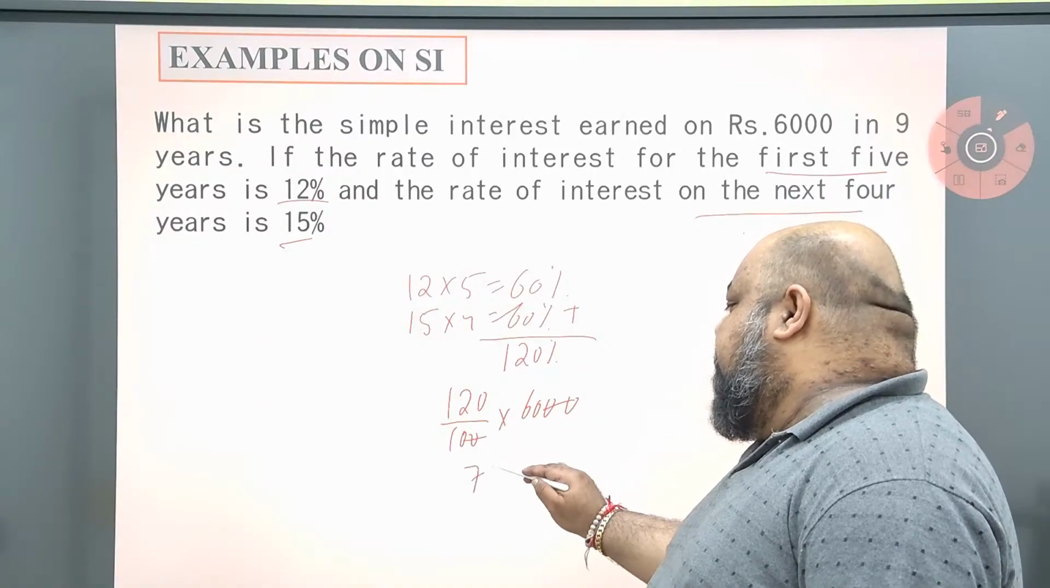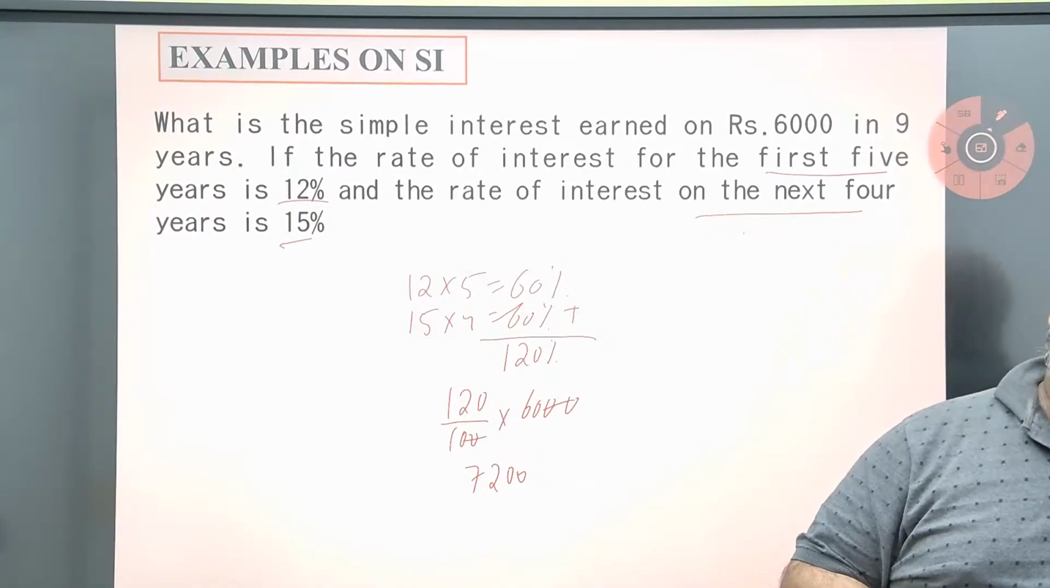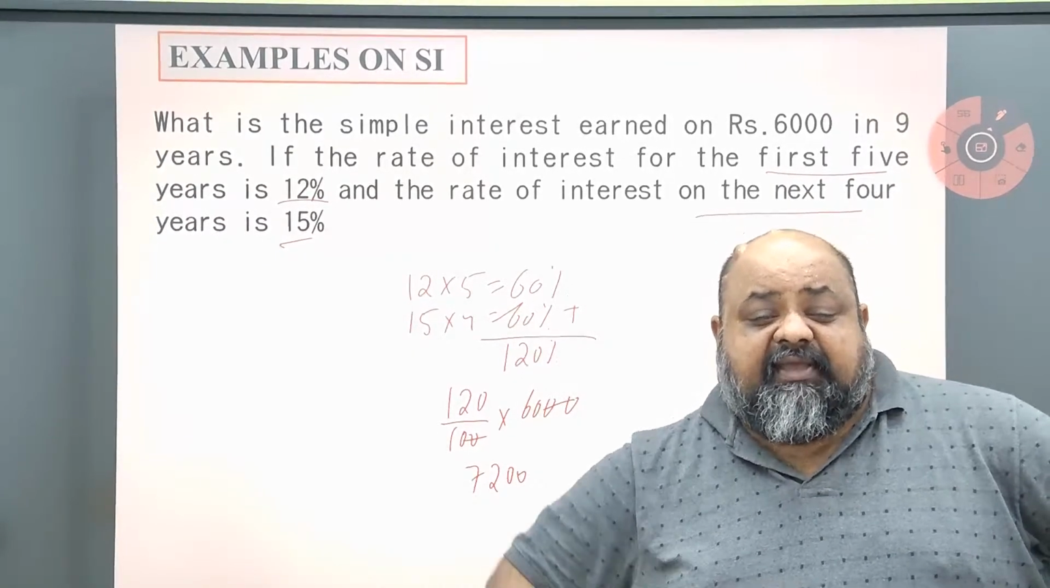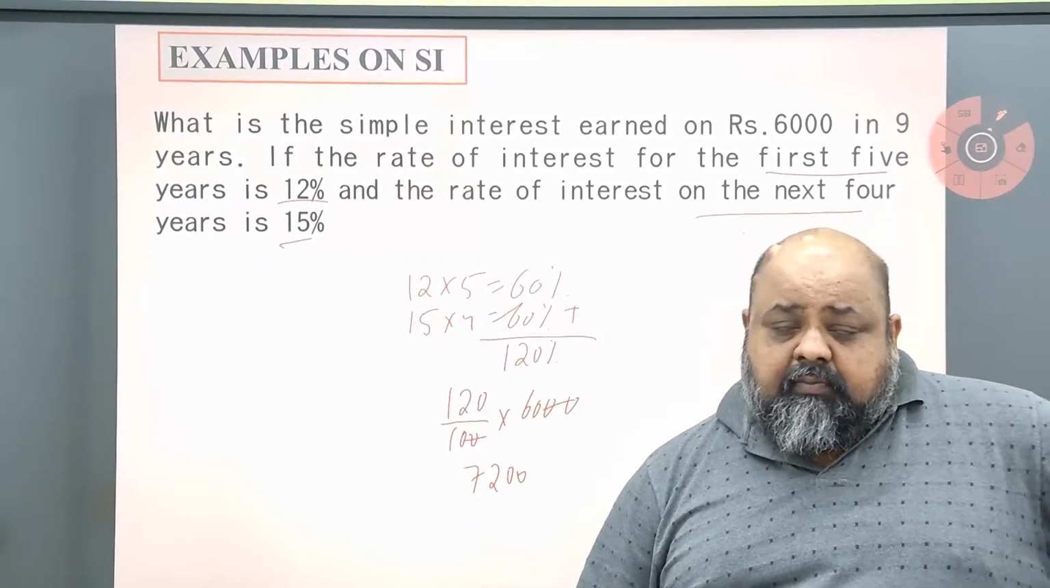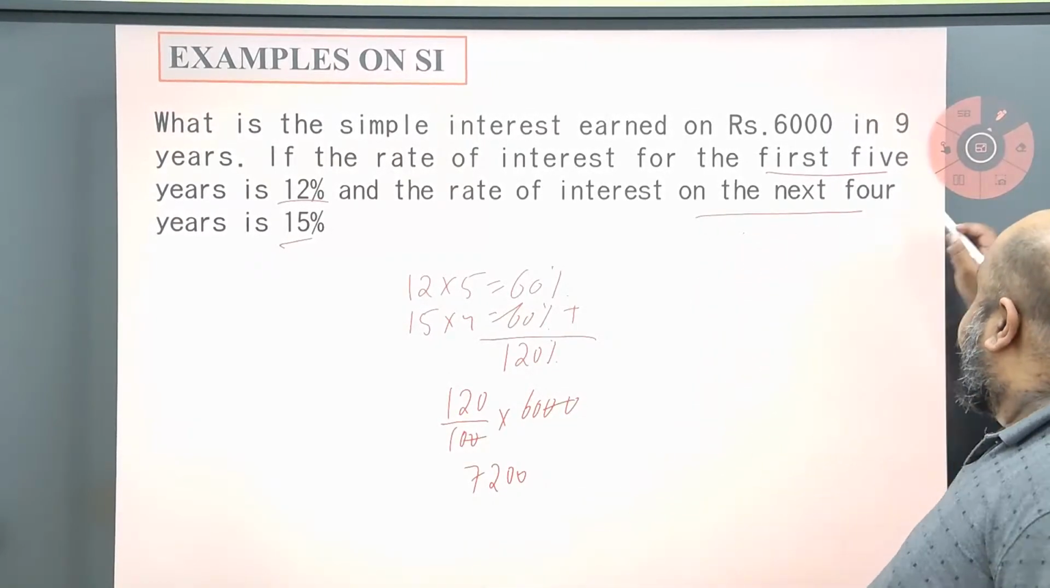Which will again come out to 7,200. Point being, simple interest is additive in nature. If the principal is same, I can add the rates. If the rate is constant, I can add the time and so on.